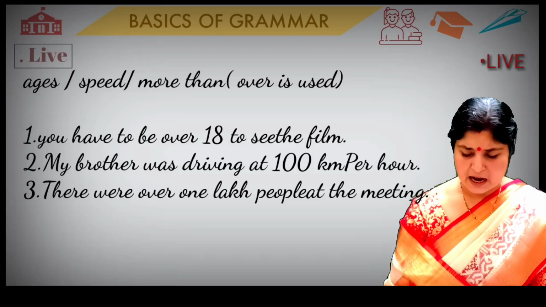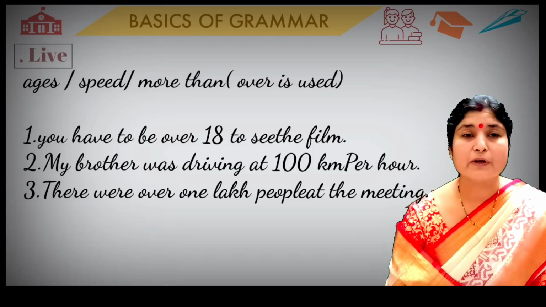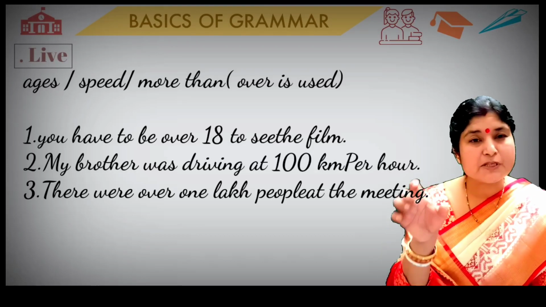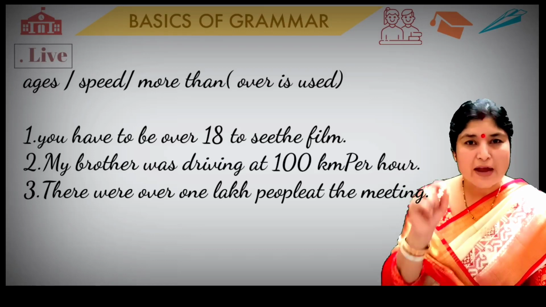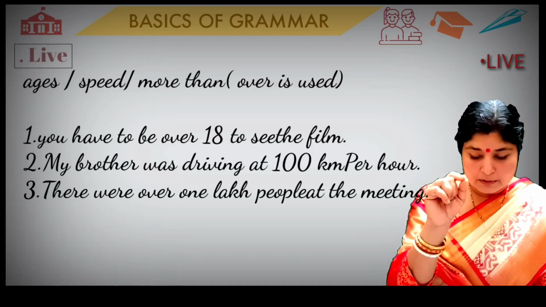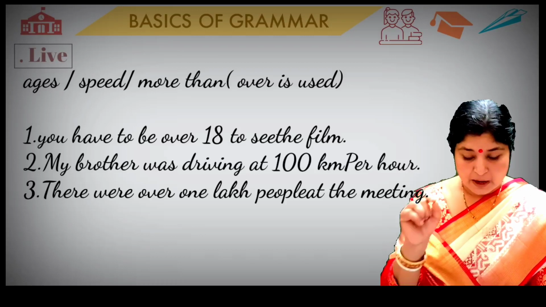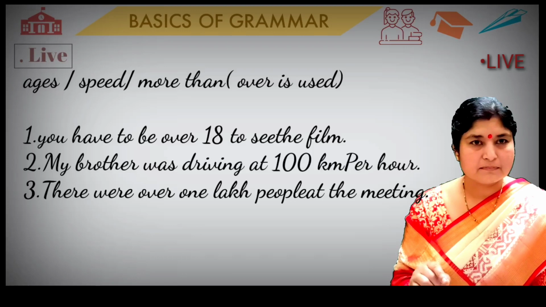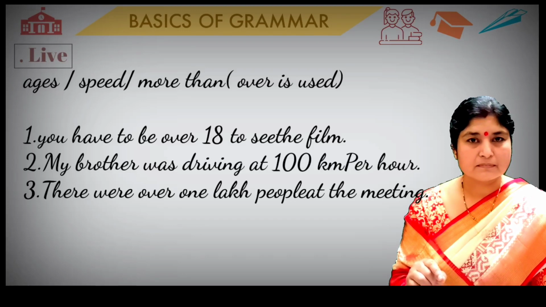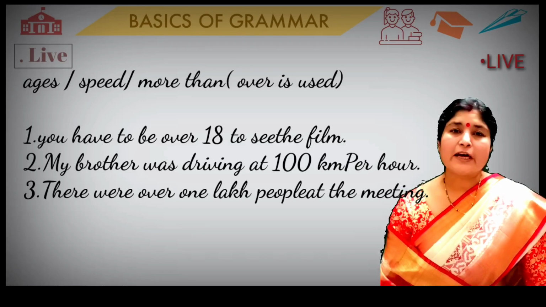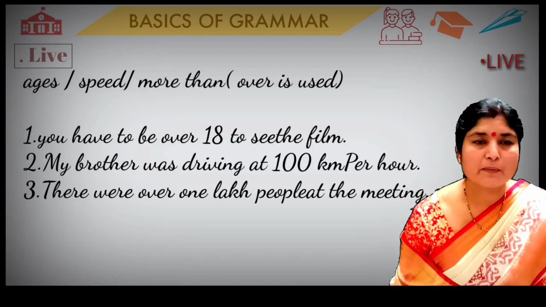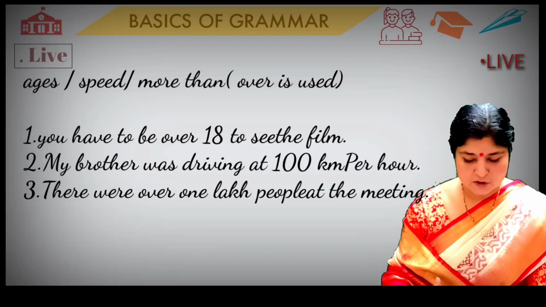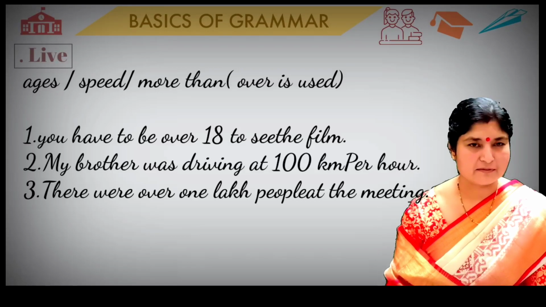Next comes speed. My brother was driving at 100 km per hour. Here we are talking about 100 kilometers, which means we talk about speed. And, there were over 1 lakh people at the meeting. Here we talk about more than, so over 1 lakh people at the meeting.